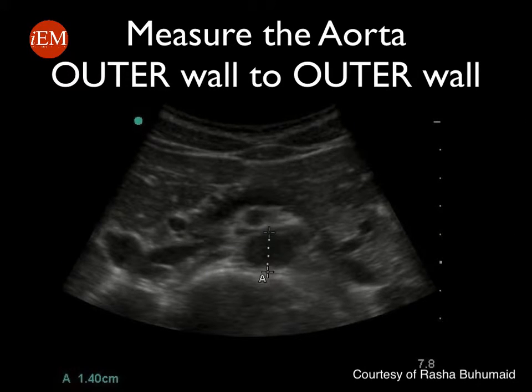To evaluate for abdominal aortic aneurysm, it is important to measure the abdominal aorta from outer wall to outer wall at the level of proximal, middle, and distal abdominal aorta. If you're unable to evaluate the whole abdominal aorta and your exam is limited, at least visualizing the abdominal aorta just above the bifurcation is essential, as most abdominal aortic aneurysms are infrarenal. A normal abdominal aorta is measured less than 3 centimeters.